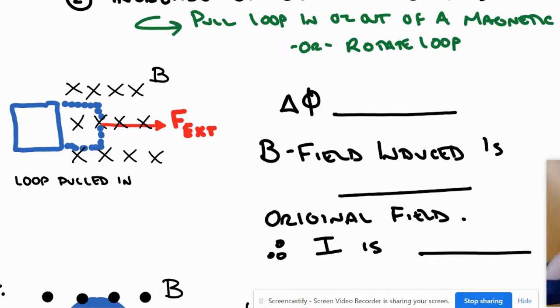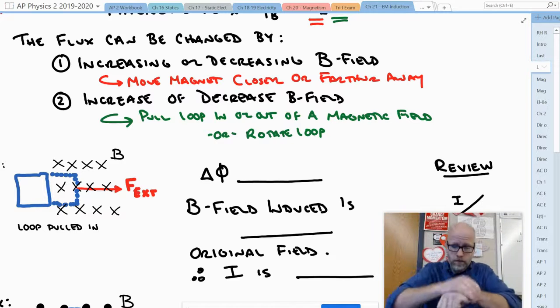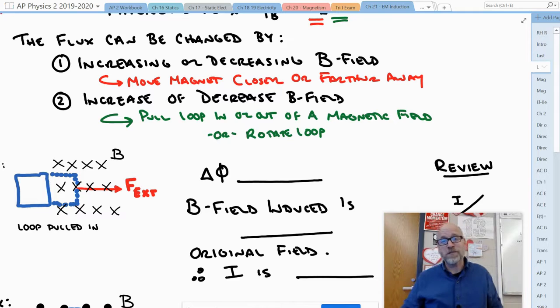So the question is, which way is the current going to go? Clockwise or counterclockwise? Slow down. First of all, you get out your trusty physics coin. The answer is counterclockwise. Hey, you got a 50% chance. Or you use your noggin.